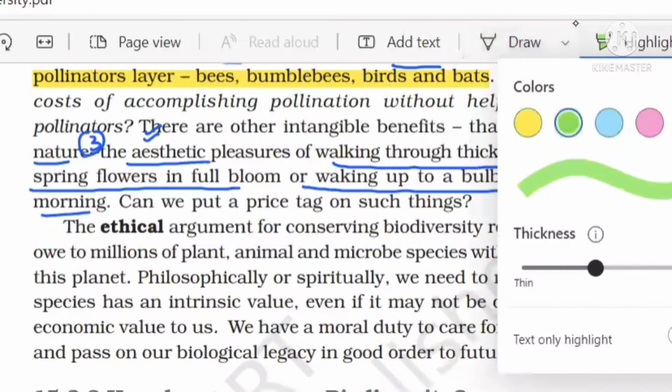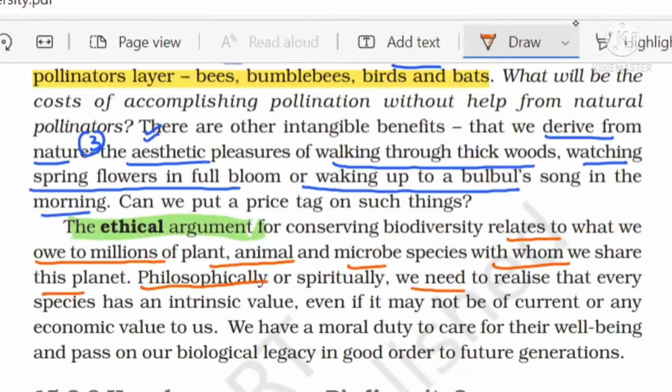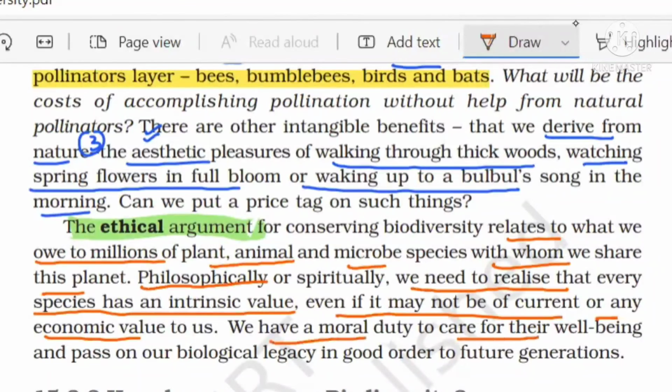Now, the third argument we can give is the ethical argument. The ethical argument for conserving biodiversity relates to what we owe to millions of plants, animals and microbes with whom we share this planet. Whether you say it spiritually or philosophically, we need to realize that every species has an intrinsic value, even if it is not in any current economic use and we are not getting direct or indirect benefit. But we should realize that their value is there, and it is our moral duty to care for their well-being and pass this biodiversity, whatever we have, to our next generation.